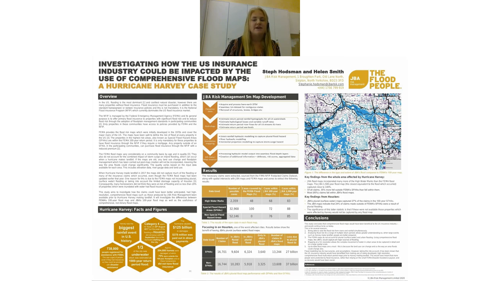FEMA has classified areas into special flood hazard areas and non-special flood hazard areas based on their 100-year flood map. It's only properties within the special flood hazard areas and with a mortgage for which it is mandatory to buy flood insurance. So when Hurricane Harvey hit the US in 2017, FEMA's flood maps underestimated the flood risk, and so less than 20% of homeowners had flood insurance.